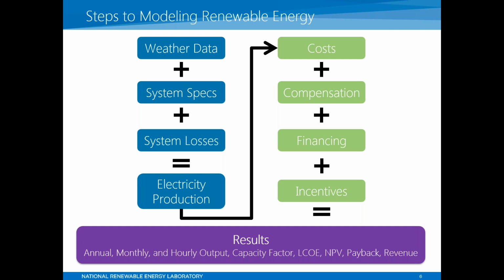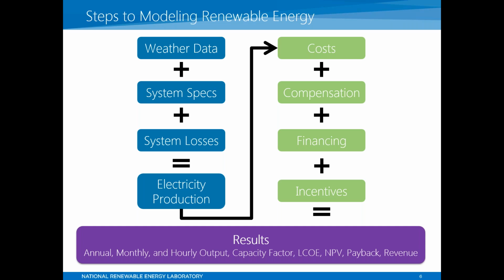You combine that with system specifications, and here we have databases of modules and inverters and so forth that allow you to pick the specific components that you want to use. System losses, again, here you can look at shading in detail or assume some kind of average shading based on some of the work that we've done to look at that around the country. Combine all that together, you get electricity production, hourly or sub-hourly, as well as annually and monthly.